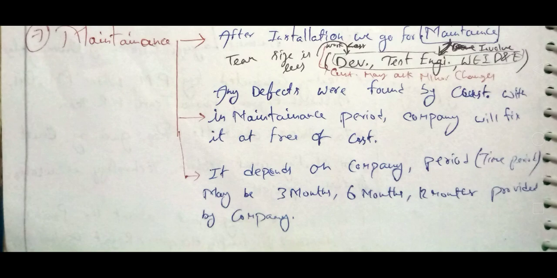This maintenance period depends on the company. Some companies may provide a 3 month maintenance period, some 6 months, some 12 months. It totally depends on the company.